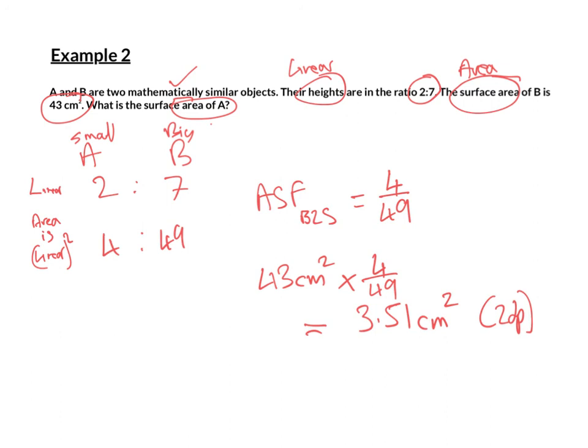Essentially, dimensionality is find the first scale factor in whichever dimension you can, and then it's just a case of manipulating it by going up and down the dimensions. Say they gave you a volume and you wanted a surface area. You'd take the volume scale factor, you'd cube root it to go down to the linear scale factor, and then you'd square that to go up to the area scale factor. Hope that's been useful.